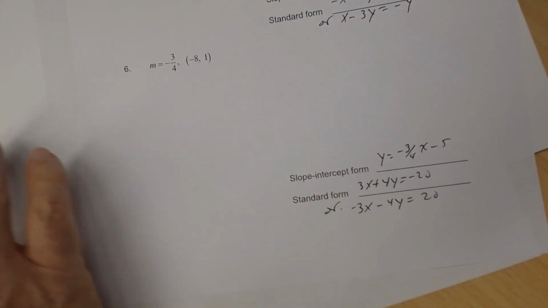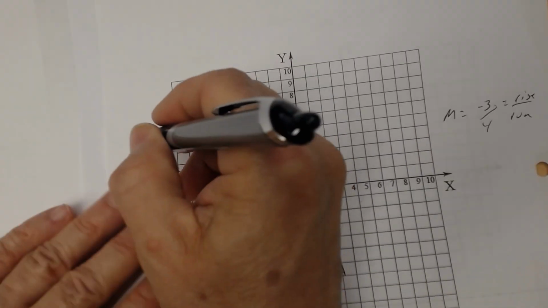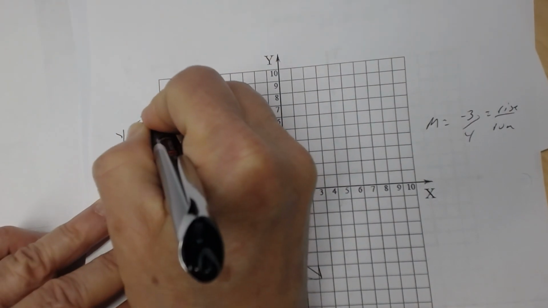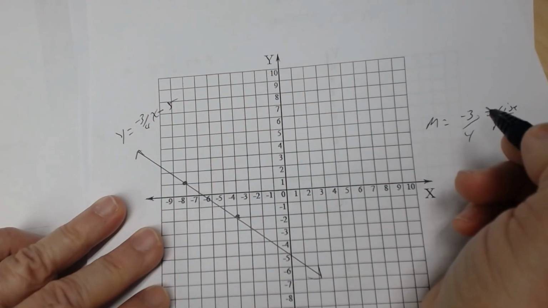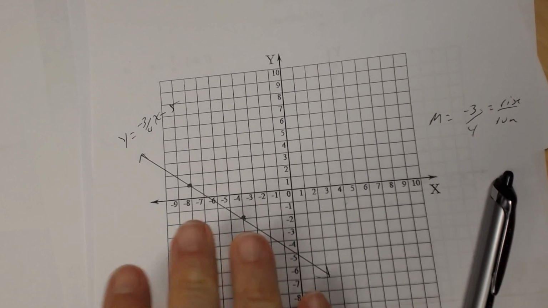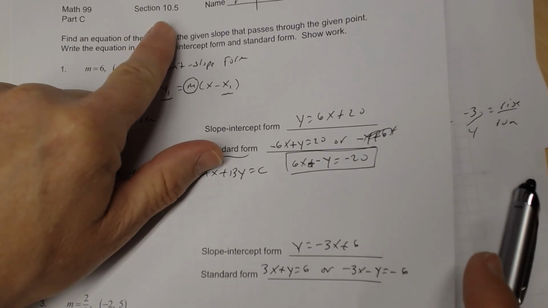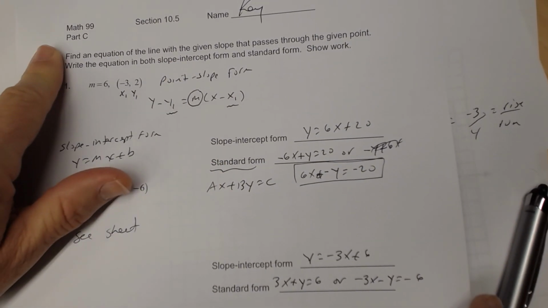All right, so remember, what we just found was that the equation of this line is y equals negative 3/4 x minus 5. That's the equation of that line. Okay, so now that should take care of the key to the worksheet dealing with section 10.5, part C.